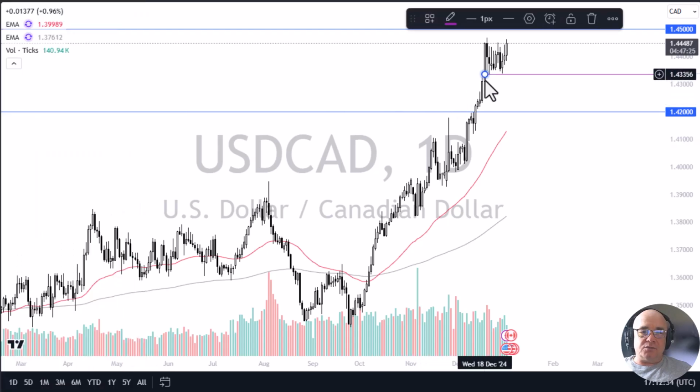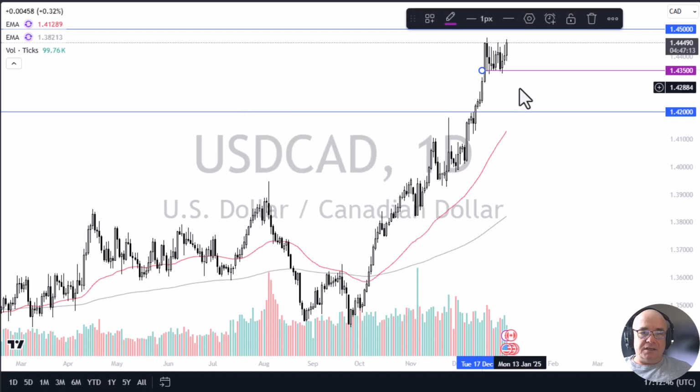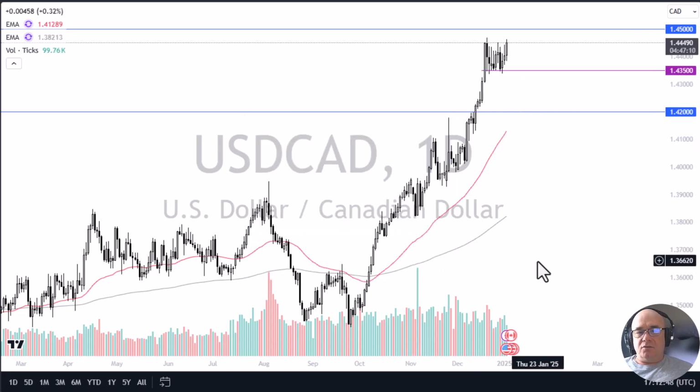On short-term pullbacks, there are some areas that I would be watching. The most obvious one would be right around the 1.4350 region. It's an area that has been important a couple of times in the past, so why not again, right? And then after that, you're starting to look at 1.42. Quite frankly, if the market pulls back to 1.42, I'm happy because I will be buying dollars again.